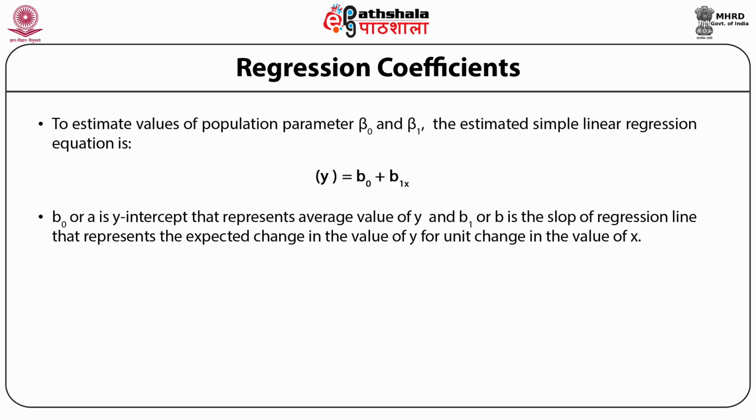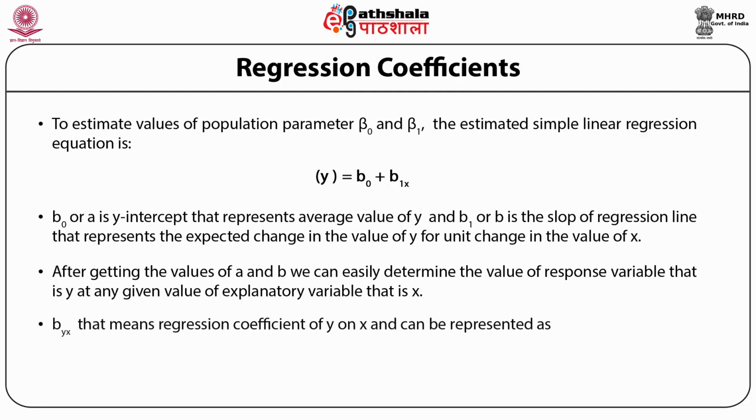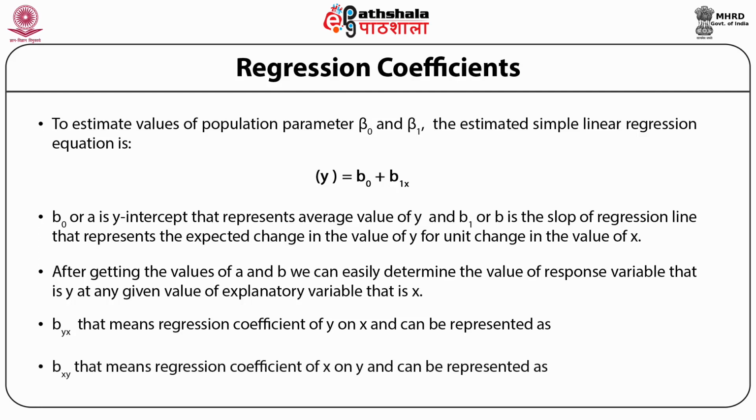A and b are also called the intercept and regression coefficient respectively. To determine the value of y at any given point x, we must calculate the values of a and b. After getting the values of a and b, we can easily determine the value of the response variable y at any given value of the explanatory variable x. The regression coefficient b is also denoted as byx. That means the regression coefficient of y on x can be expressed as y is equal to a plus bx. Secondly, if we are writing it as bxy, that means the regression coefficient of x on y can be represented as x is equal to c plus gy.